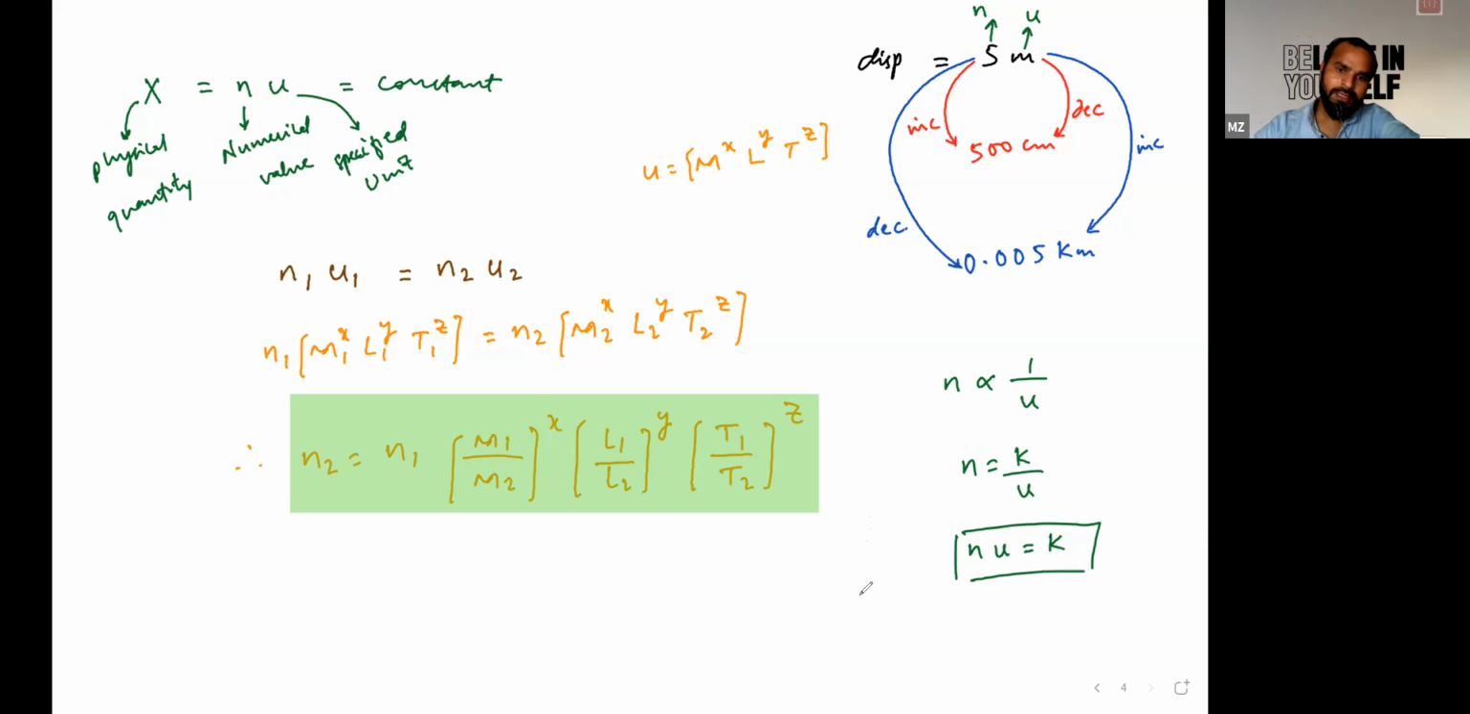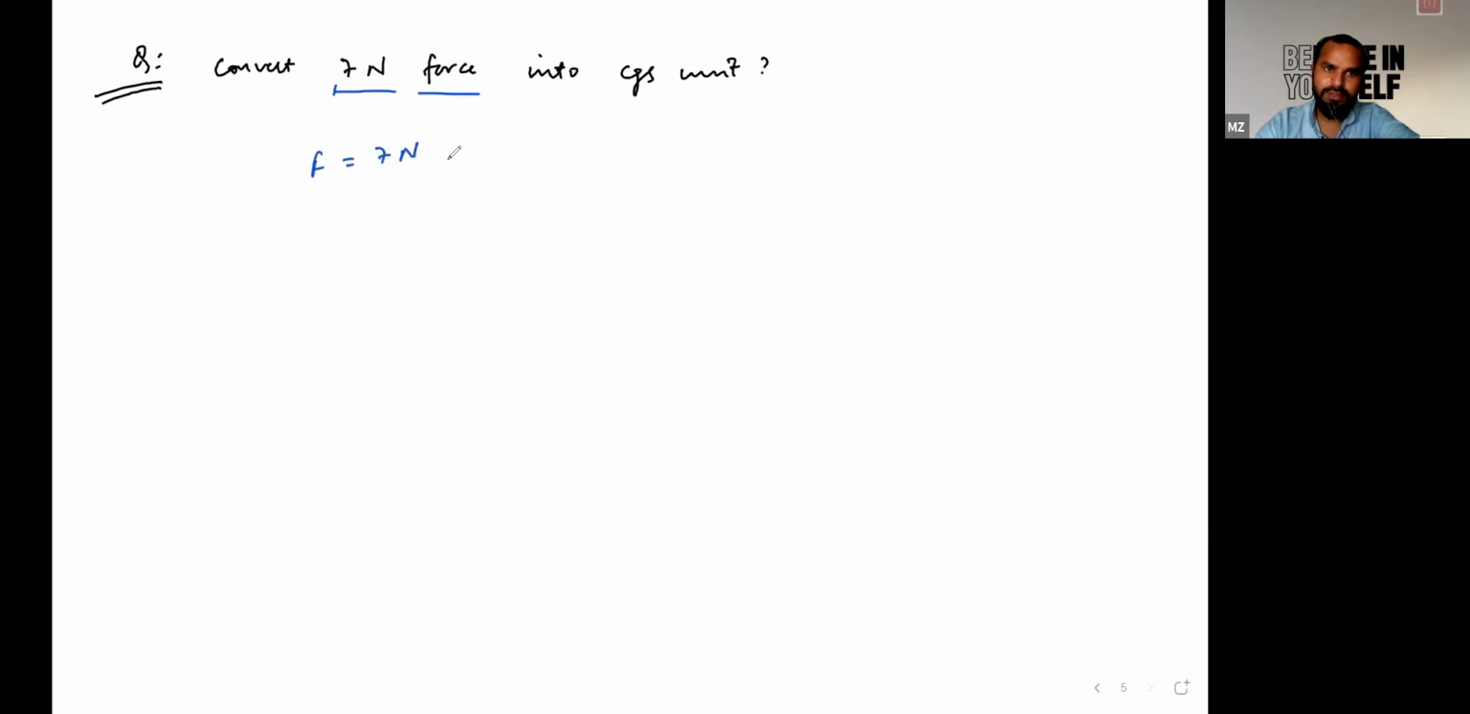Yes, sir. Okay. So first, how to solve problems on this particular relation. Convert 7 Newton force into CGS unit. For any of these problems, first write down all the information given in the question. We have 7 Newton force, so we can write F is equal to 7 Newton.